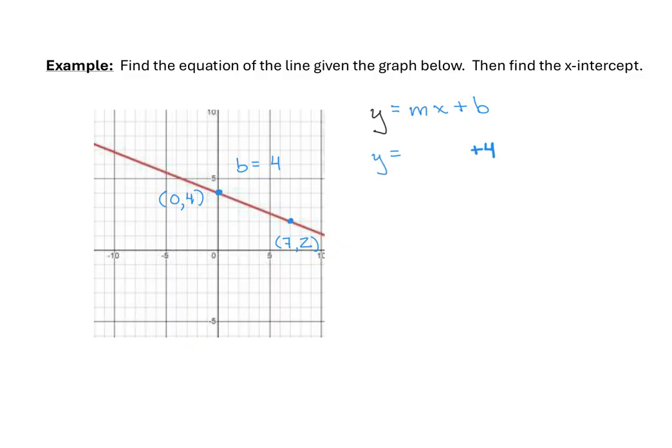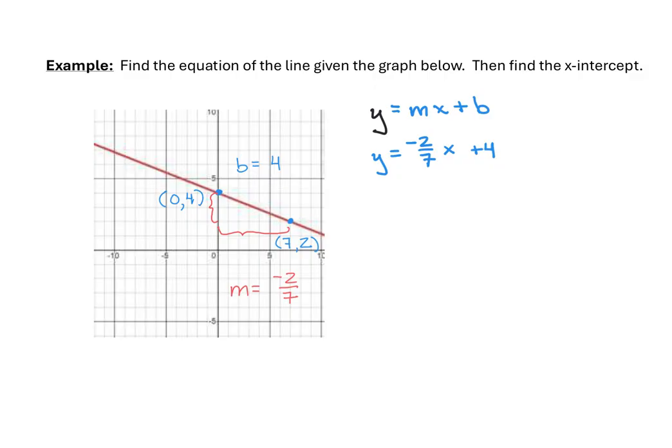And so if we do rise over run, note that what we are doing here is we are going 2 down, and we are going 7 to the right. And so what we end up with is m equals negative 2 over 7. So if we plug that into our formula, we get y equals negative 2 over 7 x plus 4, and there is our equation.